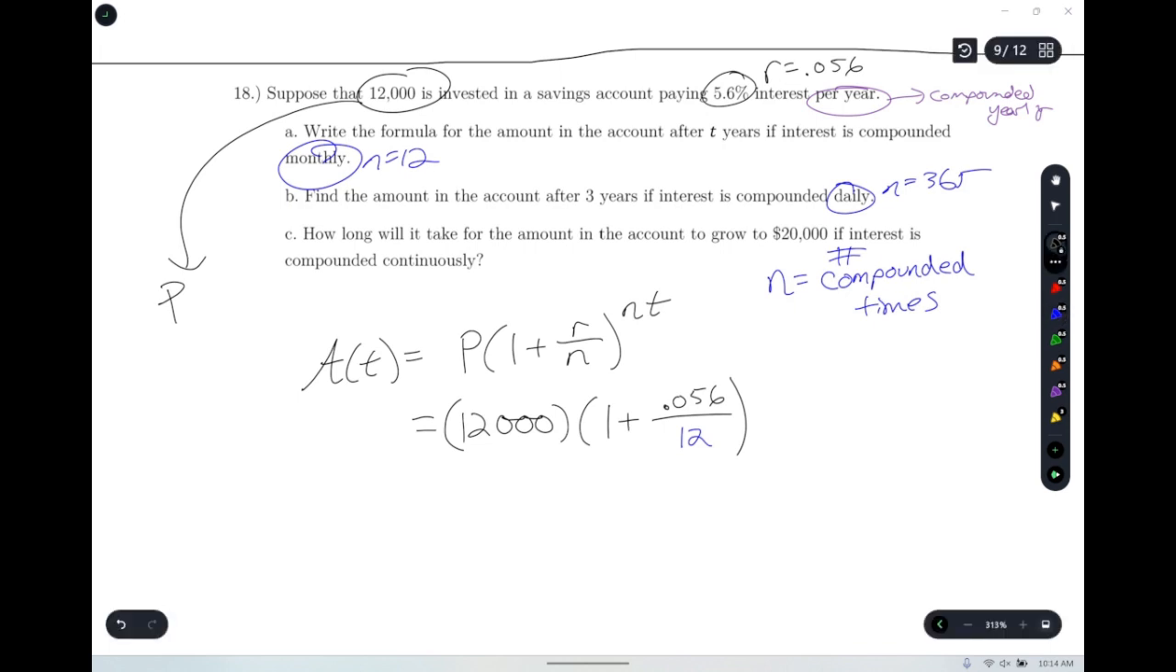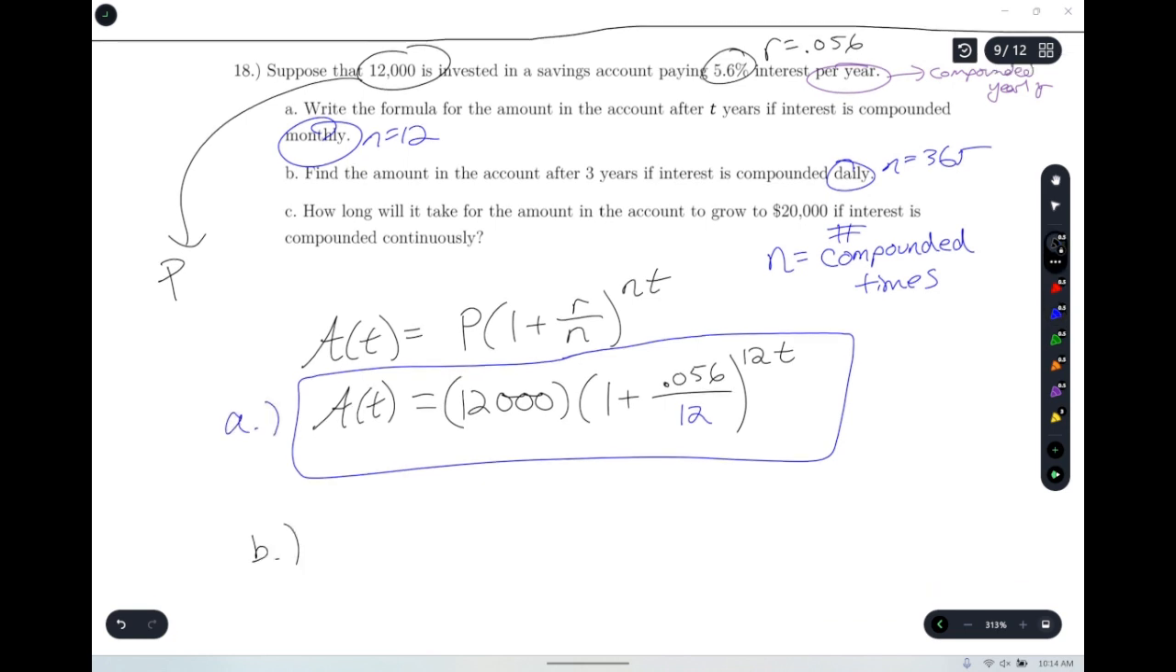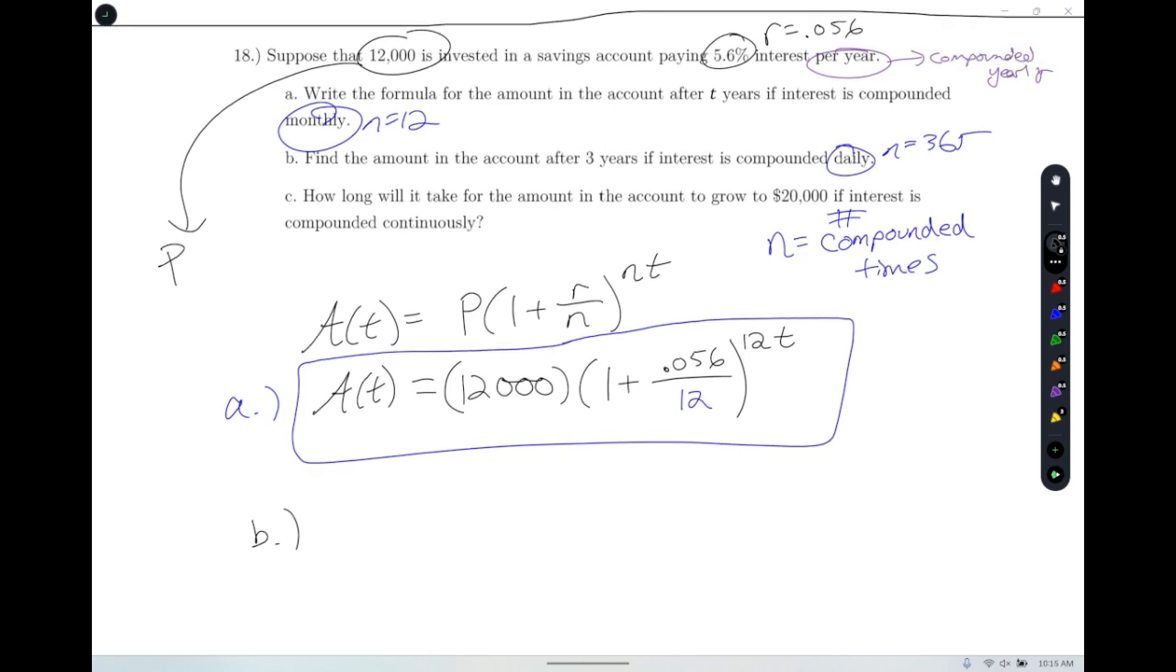Would the n outside be 12 times 3? Well, we know for the first one, you just leave t alone. Because what does the first one say? Just find the formula. And then the second one, you actually probably have to do it, which would be on the calculator section if you had to do it.